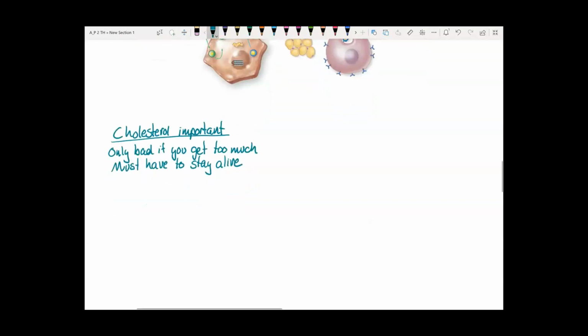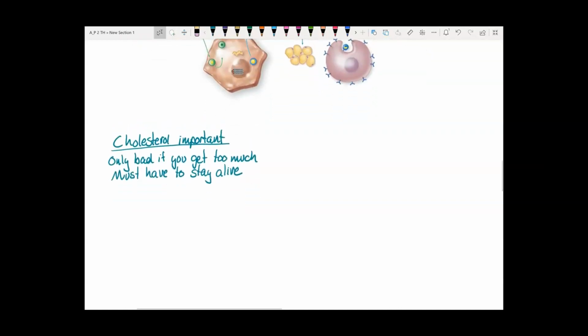A few examples of things cholesterol does in your body. It's part of your cell membrane. So remember, the membrane is made of phospholipids, but the cholesterol is in there mixed in with the phospholipids to help stabilize it. If it were just the phospholipids on their own, the membrane would be really runny, and the cholesterol kind of firms it up and stabilizes the membrane.